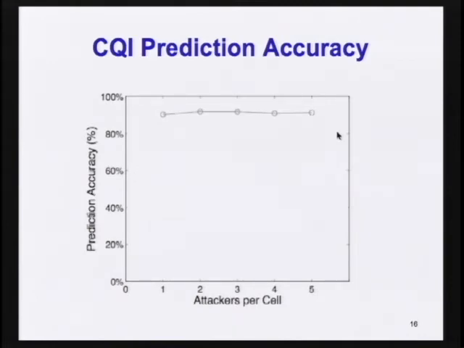I mentioned that we used a formula to estimate the maximum ratio among all the other cell phones. How good is our prediction? Well, this graph shows you how good our prediction is. The y-axis shows our prediction accuracy, which means that among all the predicted values, which of them are the correct values? So we show that it doesn't matter how many attackers there are in the cell, our prediction accuracy consistently remains above 90%.